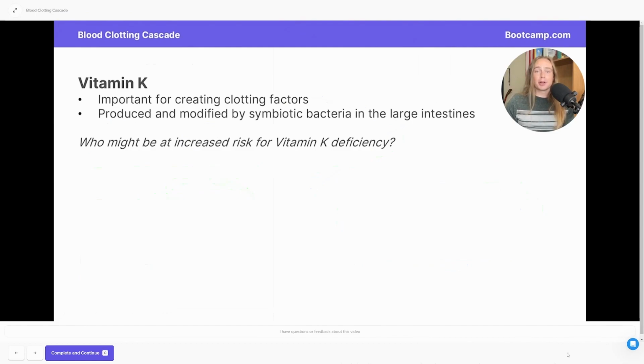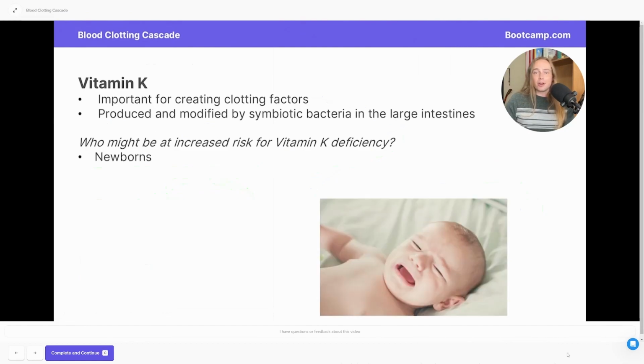The last thing we are going to discuss is the importance of vitamin K to the clotting cascade. Vitamin K is important because it's required for making many clotting factors, including prothrombin. We typically can get vitamin K through our diet, but we actually get most of our vitamin K through a symbiotic relationship with bacteria in our gut. So, knowing this then, who do you think might suffer from problems of vitamin K deficiency? Great, so you may have heard before that newborns have a pretty high chance of having vitamin K deficiency related bleeding.